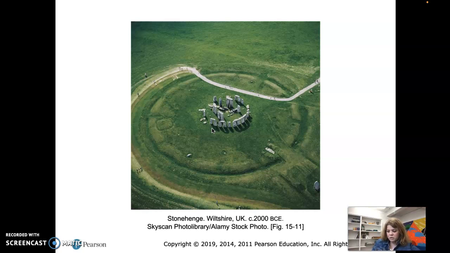These stones are basically forming kind of a semicircle surrounded by a ring of posts and lintels. So you can see that, posts and lintels. Upright posts with a lintel on top on a lot of these. Some of the lintels have fallen off, but some of the stones feature carvings of daggers and axes.